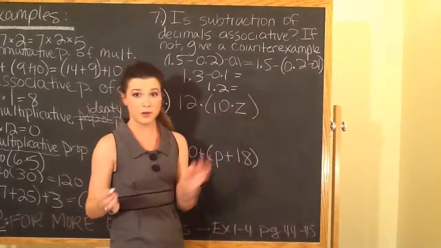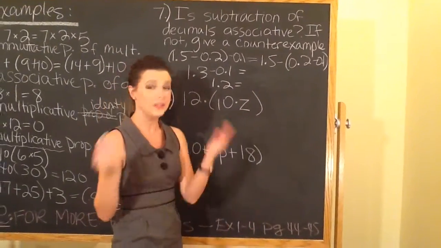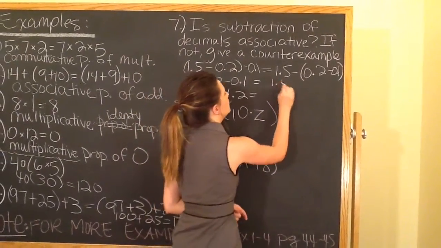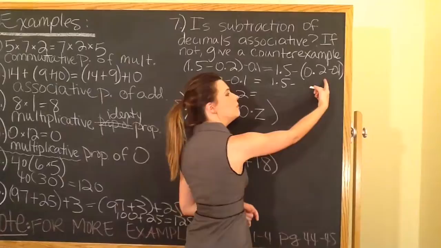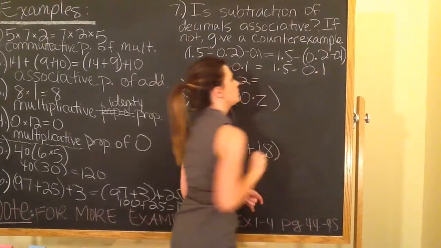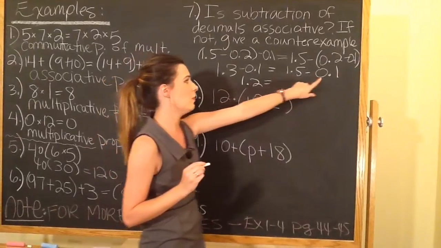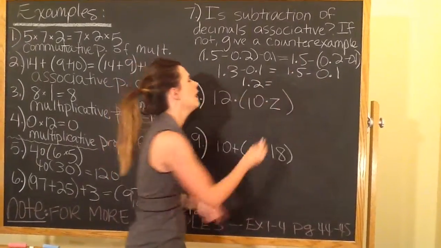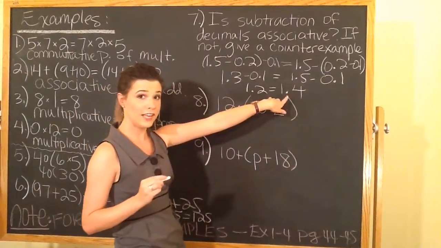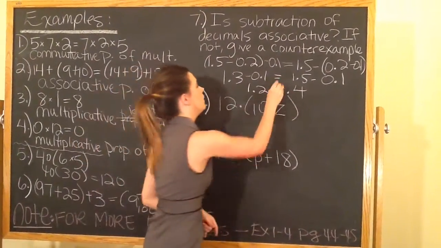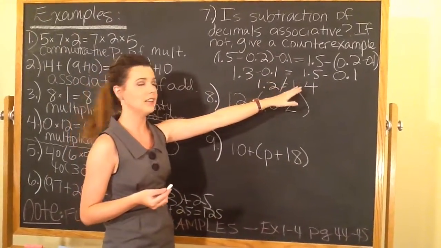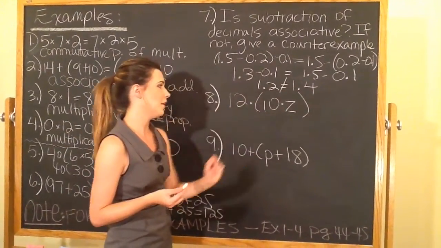Alright, so remember, with our order of operations, we do parentheses first. So let's do what's in here first. We have 0.2 minus 0.1 gives us 0.1. So now if we take 0.1 away from 1.5, we have 1.4. So are those two equal? No. So these are not equal. And this would be our counterexample because it does not equal 1.2 over here.